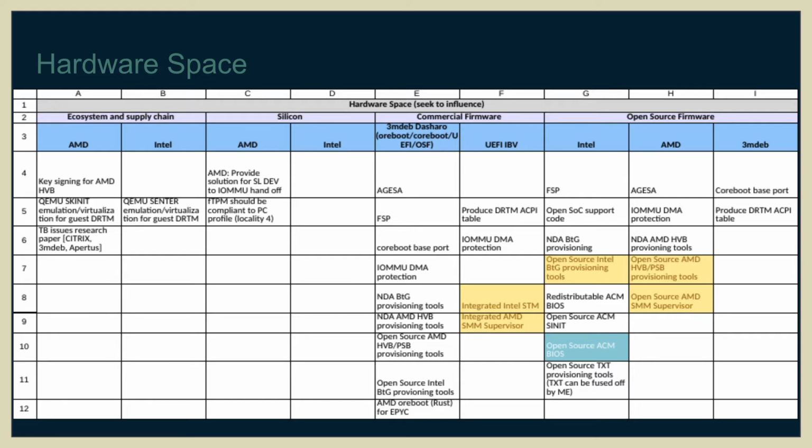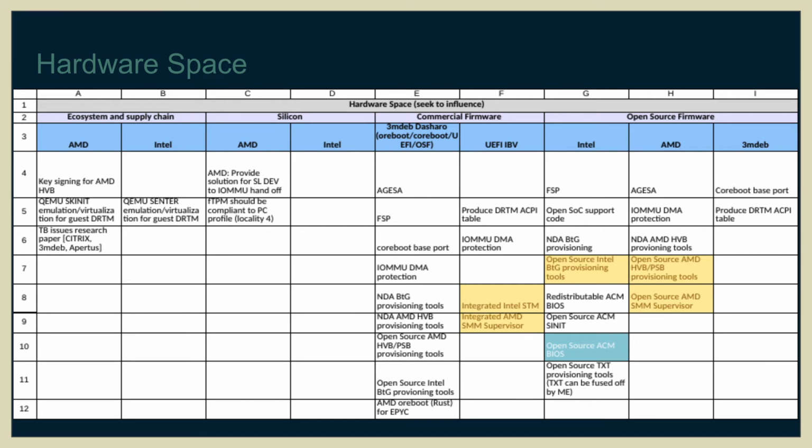The other one, which I think is already in progress, is standardizing on early configuration of the IOMMU for DMA protection by firmware. This really strengthens the SRTM story, and we would really like to see that in place.